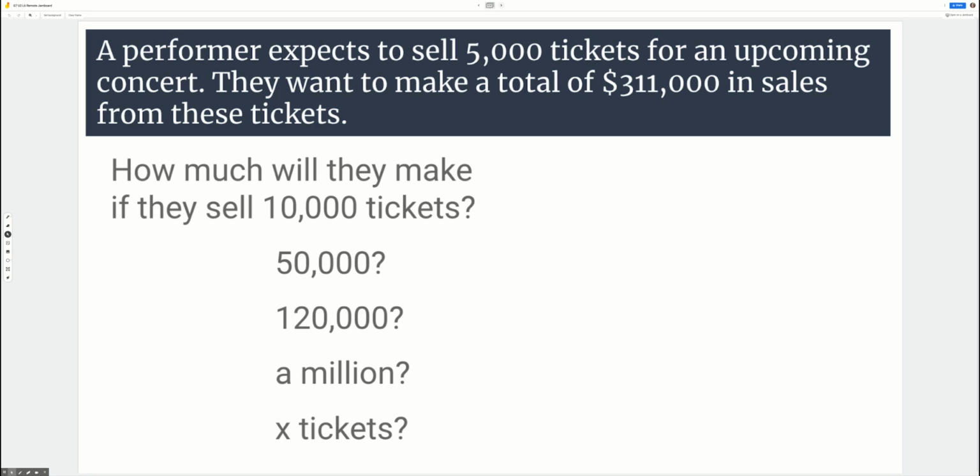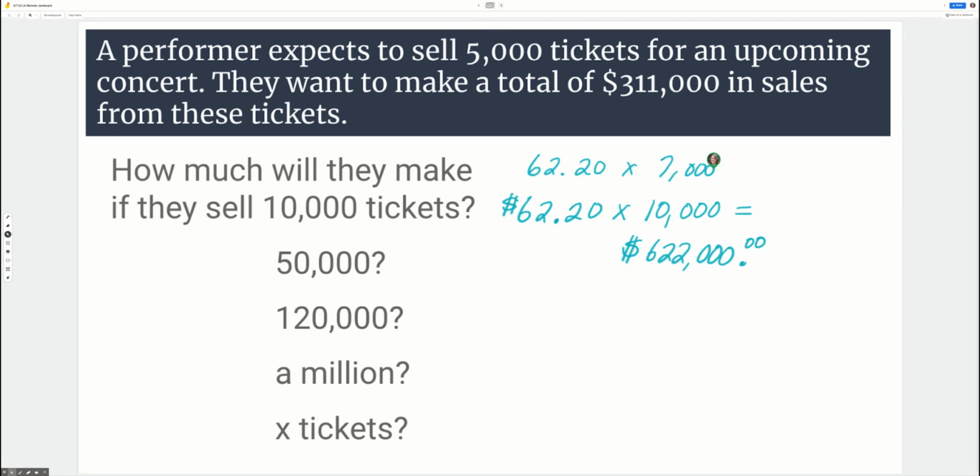So don't forget, we have our unit rate, which is $62.20, and we're going to multiply that by 10,000, our number of tickets, price per ticket times number of tickets. And when I type that into my calculator, I come up with $622,000 that they would take in after selling that many tickets. Now before, when we had 5,000 tickets, I did my 7,000 tickets. I had $62.20 times the 7,000, and we found our answer.